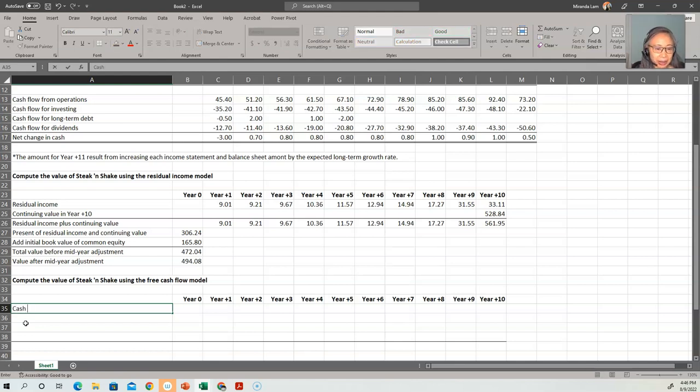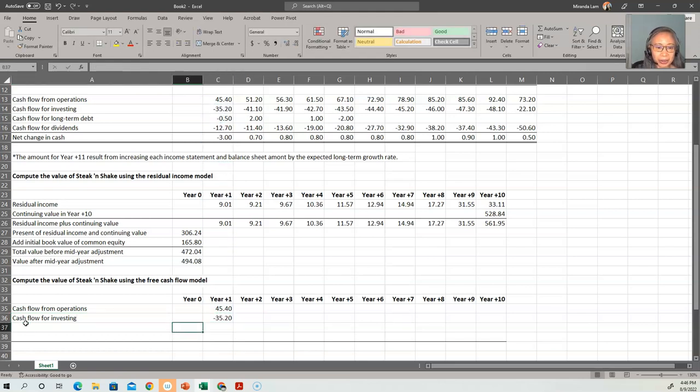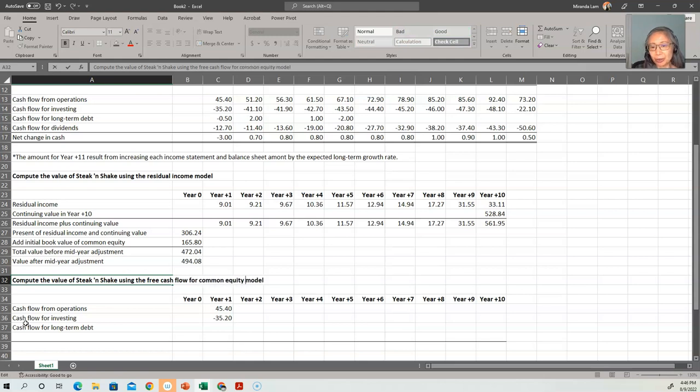So the first item is cash flow from operations. Remember, we have this in our assumption area, but we don't want to include value in the model area. And then the second item is cash flow for investing. Again, that is also from here. We also have cash flow for long-term debt. I want to emphasize this is the free cash flow for common equity model. Remember, we can compute free cash flow in two ways.